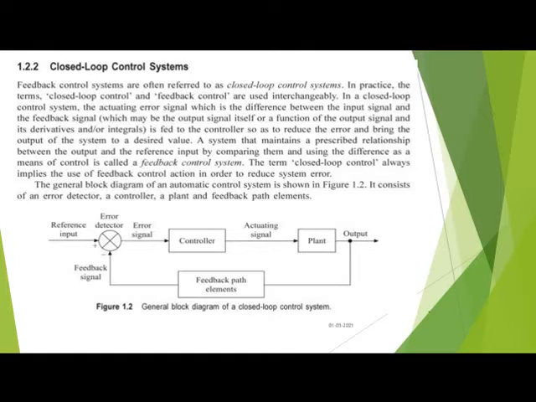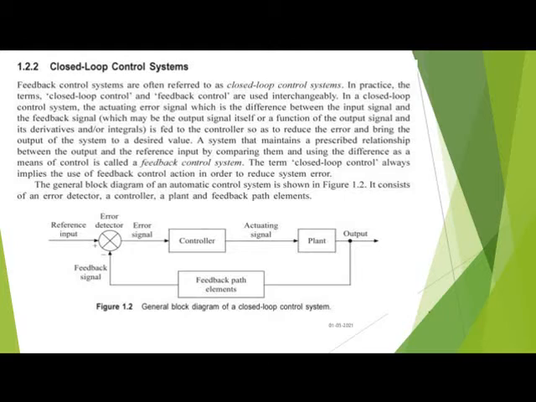Okay, then finally I will come back to the general block diagram of an automatic control system. It consists of the error detector, error signal, plant, feedback path element, everything. Now we can see this is the reference input, this is the error detector, this is the error signal, this is the controller, then the actuating signal, and this is the plant. Then the output variable is the desired output variable. The output is connected to the feedback path element, which gives the feedback signal.